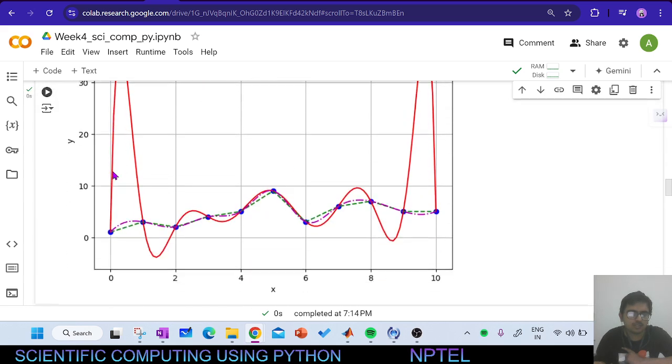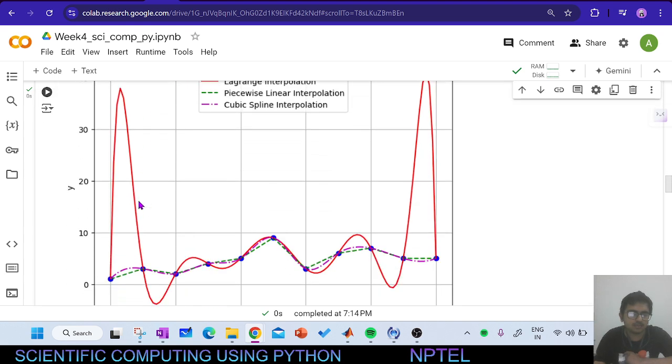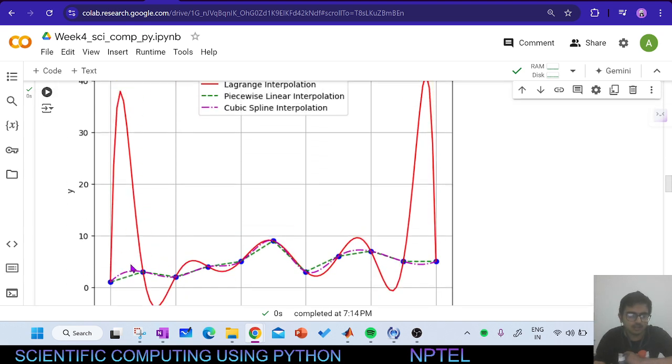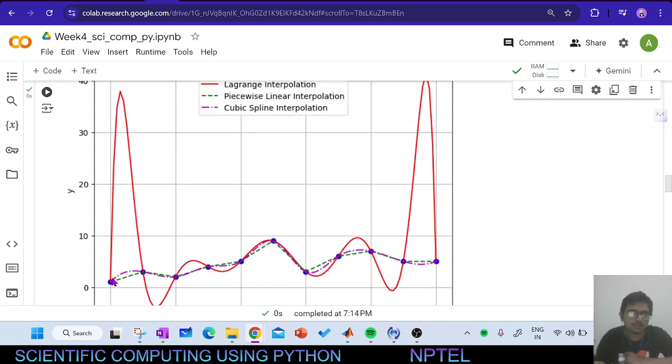Okay, so this is for 11 data points. So we know that this Lagrange was not giving very accurate measures in this part, right? Large oscillations. Now what happens with spline? It just goes away. So spline is this pink curve.